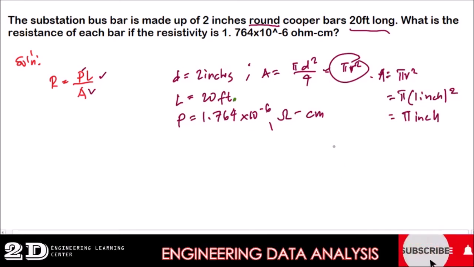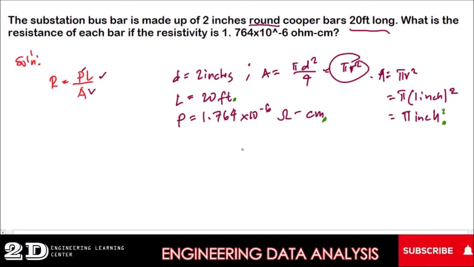For our resistivity, our unit is ohm centimeter. For our area, inch squared. Okay, so hindi magkaparehan yun. So dapat the units are uniform in order for us to substitute that given in the formula.